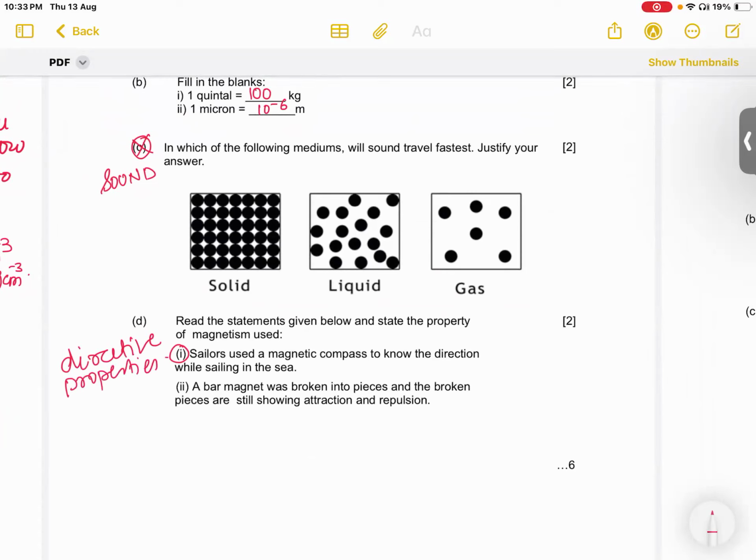A bar magnet was broken into pieces, and the broken pieces are still showing attraction and repulsion. They are showing attraction and repulsion, which means like poles repel each other, and unlike poles would attract each other.